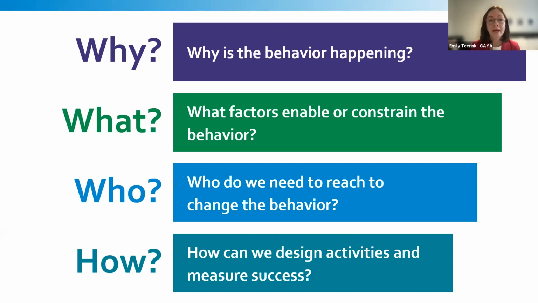To fully implement social behavior change approaches, it is key to answer the following questions so that you can effectively design your activities. Why is the behavior happening? What factors enable or constrain the behavior? Who do we need to reach to change the behavior? And how can we design activities and measure for success?